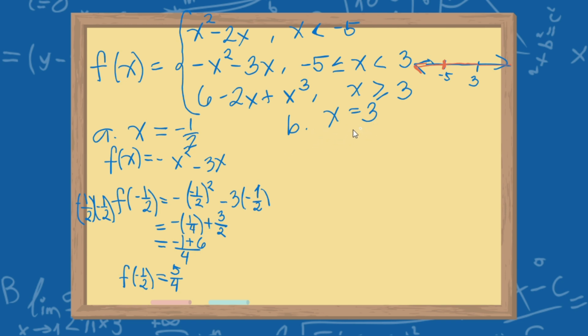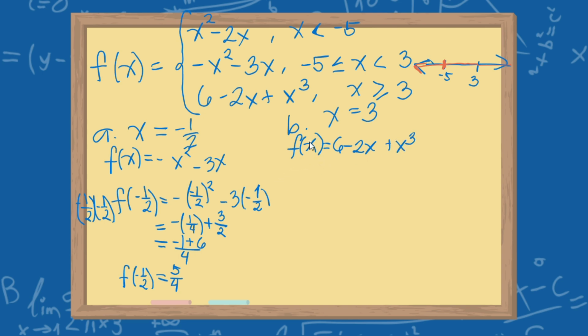Now for the second value, we have x is equal to 3. Again, identify mo saan siya kasama. Now, as you can see here, dito tayo may dalawang 3. This is either x less than 3, and for this one is x greater than or equal to 3. And since ang given natin ay 3, dito siya papasok since dito included yung 3 sa domain. So, we will be using 6 minus 2x plus x cubed. So, f of x is equal to 6 minus 2x plus x cubed.